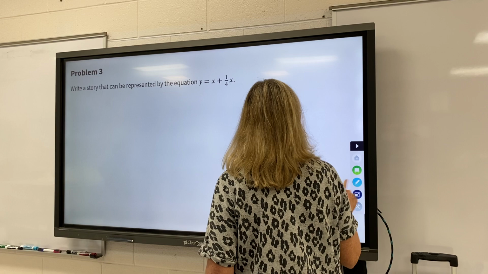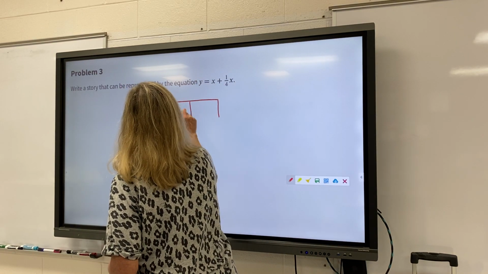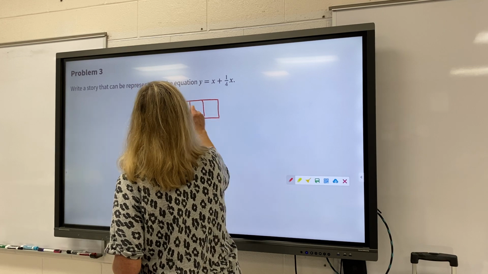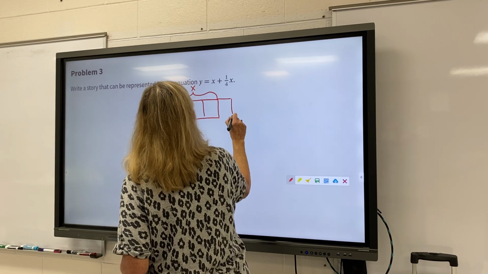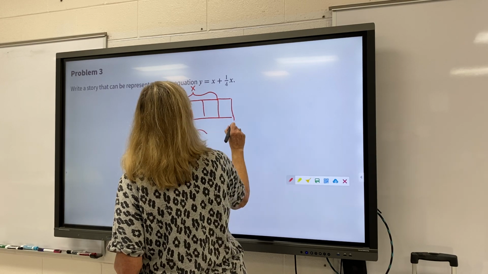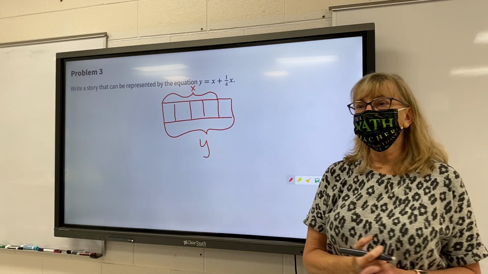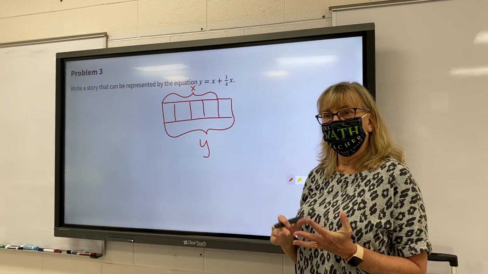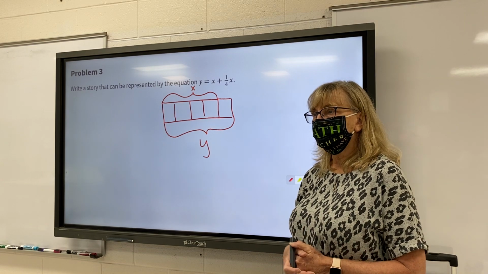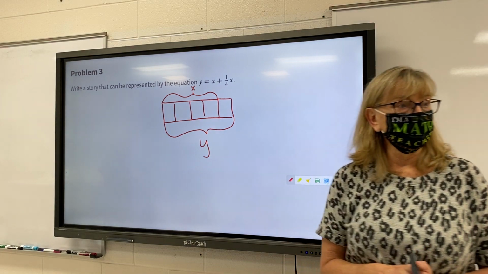Well, let me do the tape diagram for you so you can see what that looks like. So this is x, and this is going to be y. So what kind of story could you write about that? Think about the stories that you saw in the card sort or the previous problem. I'll give you a couple minutes to do that.